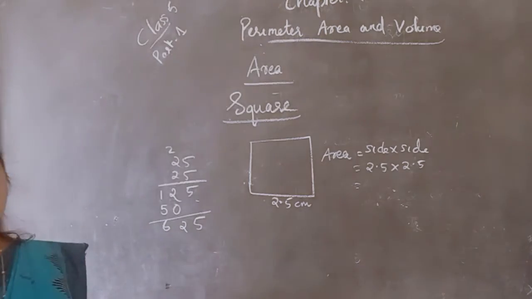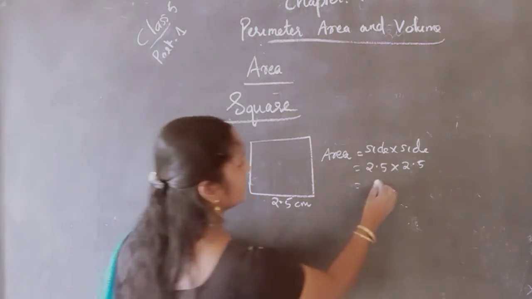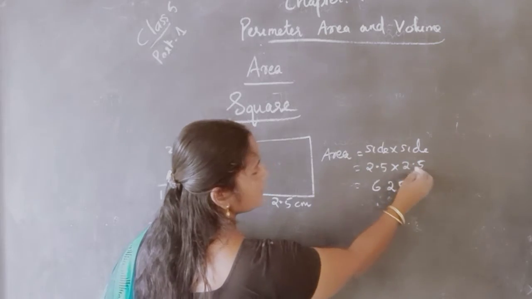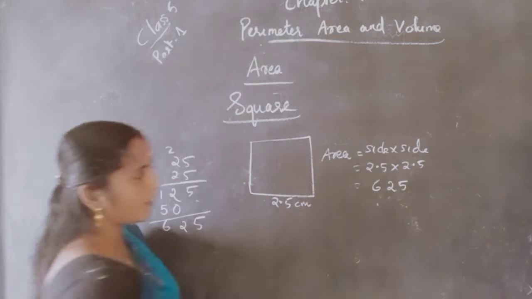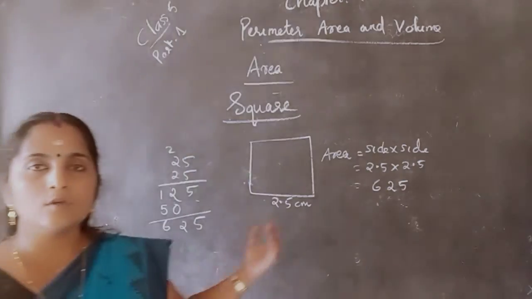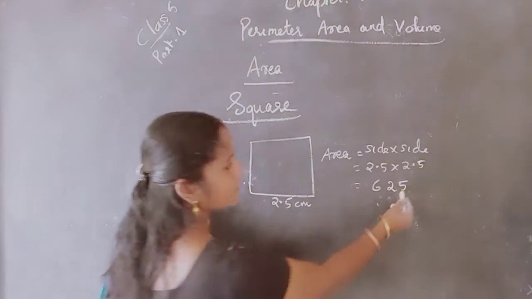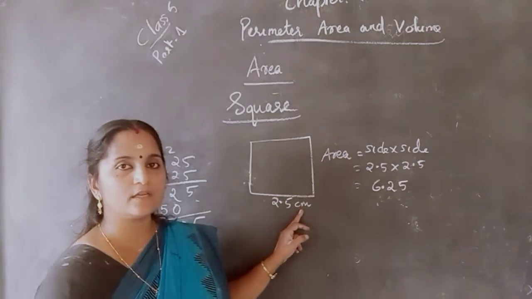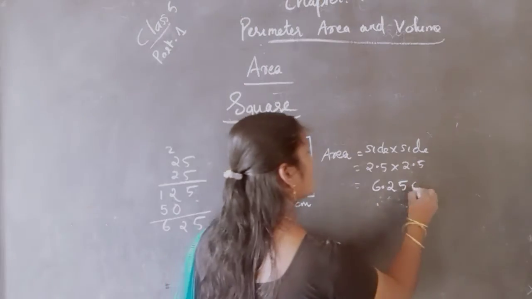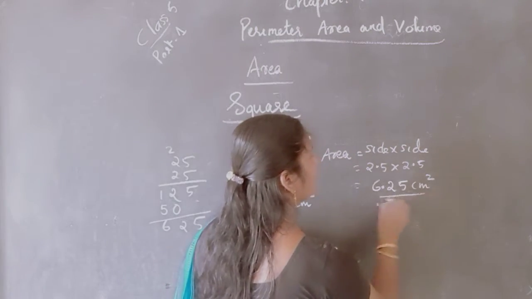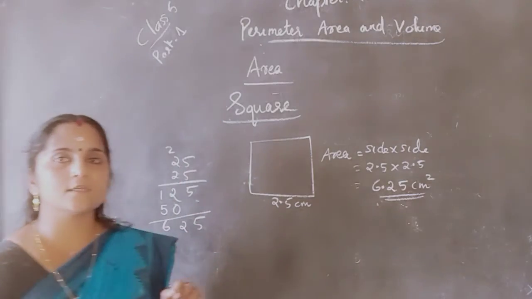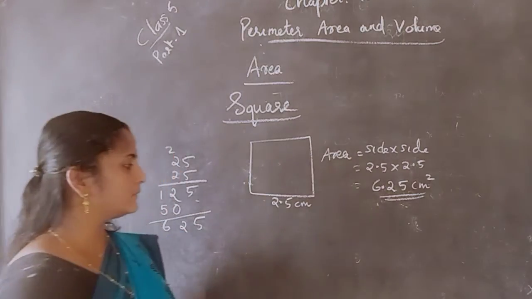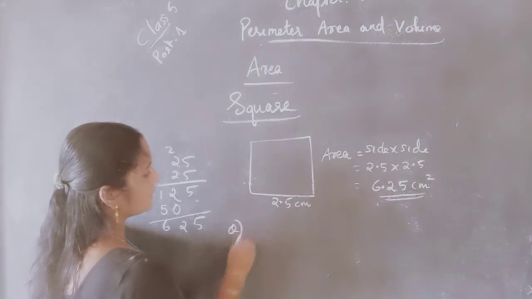So what is the answer? 625 is the answer. But we have a total of 2 digits after the decimal point, so we move 2 places to the left. So the answer is 6.25. And the measure is given in centimeter, so the final answer is 6.25 centimeter square.